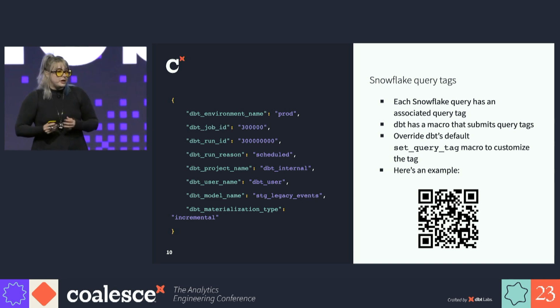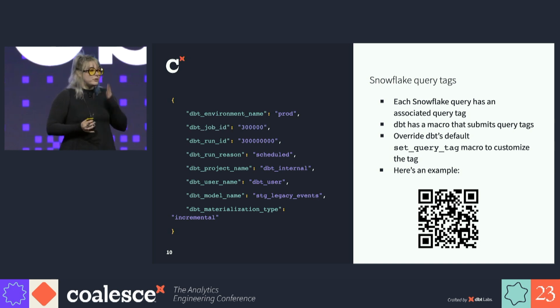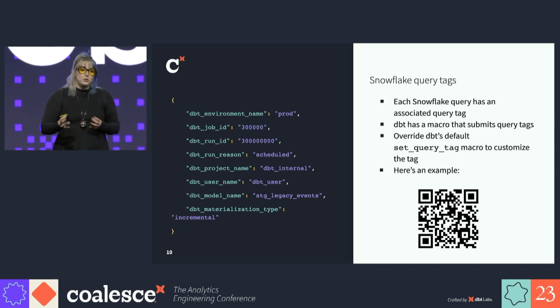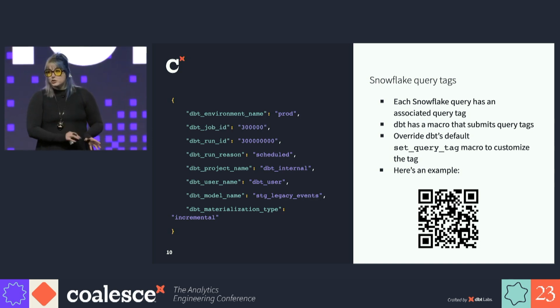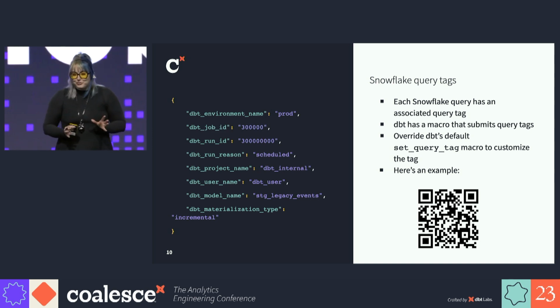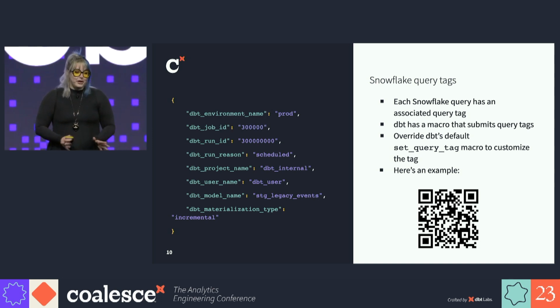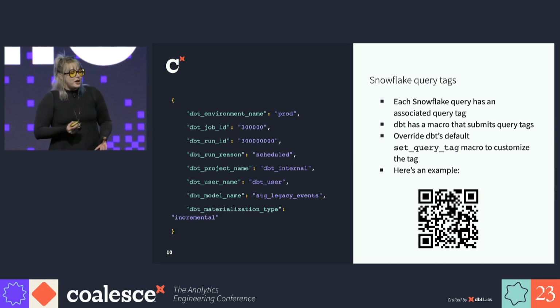Each Snowflake query object has a query tag associated with it. And what's helpful is when we execute a DBT model against Snowflake, DBT uses a macro called setQueryTag to set the query tag on Snowflake. The default has a little information, not the most helpful. And luckily, DBT enables us to customize its behavior. We can override the behavior of the setQueryTag macro to include all and any information you would like to track.